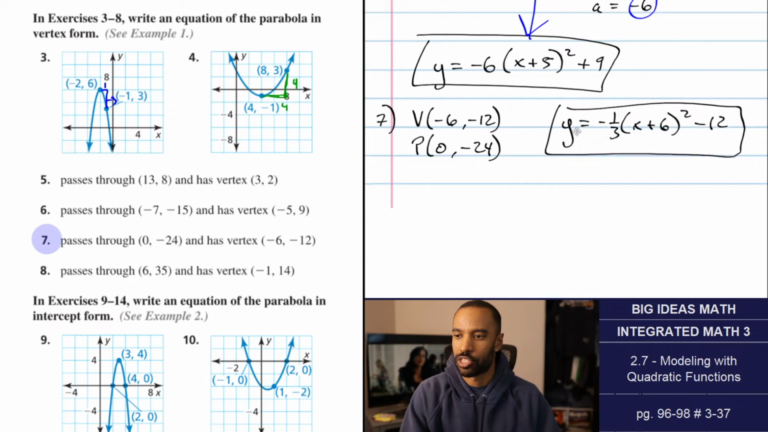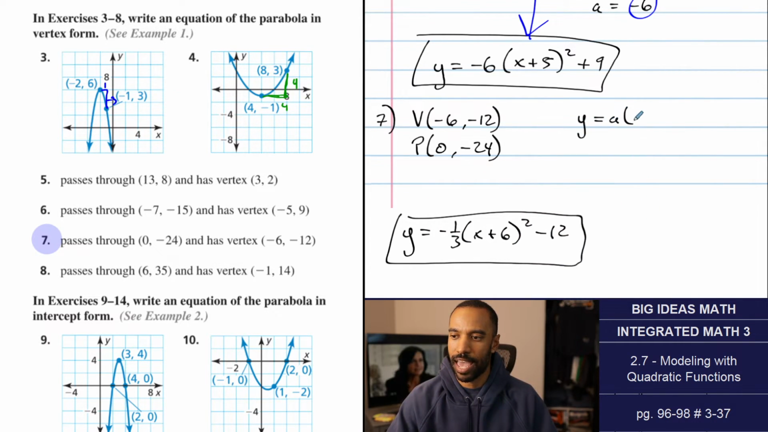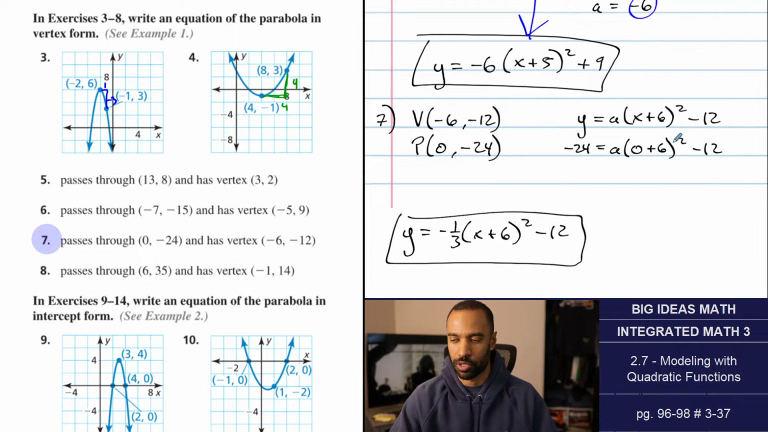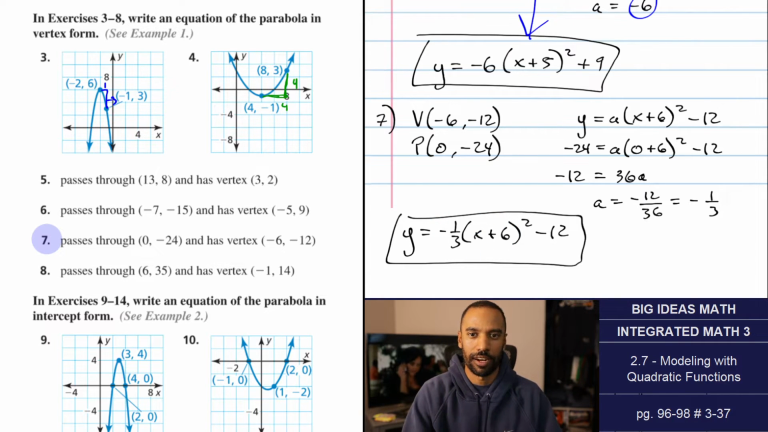Okay, but let's go ahead and do it the other way. So our equation is to find that a with x plus 6 quantity squared minus 12, these being the vertex values. Let's plug in -24 for y, 0 for x. I think it's safe to say that 0 plus 6 squared is also 6 squared, which is 36. I'll save you a step. Add 12 to both sides, and you get -12 there. And then 36 divided from negative 12 will reduce to negative 1/3. And that's our a value. And that leads us to our final answer there.